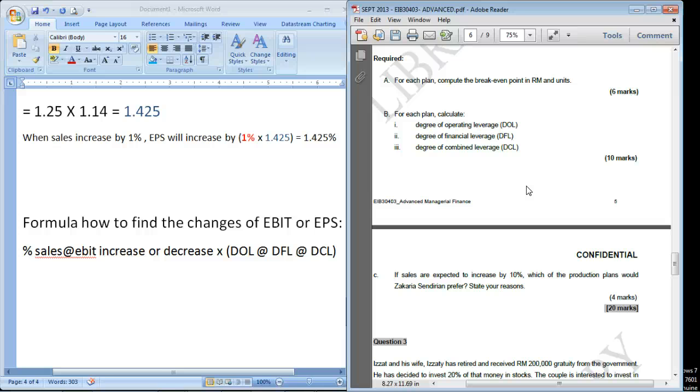High risk, high return. Or as a risk averse person, probably you want low risk and low return. Because this is more about business risk and financial risk. So DOL is on sales and EBIT, which is more to the operation part. Financial cost is more to EBIT and EPS or EAC, either one.